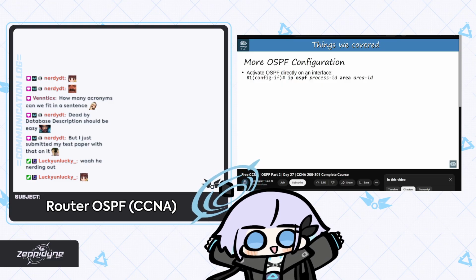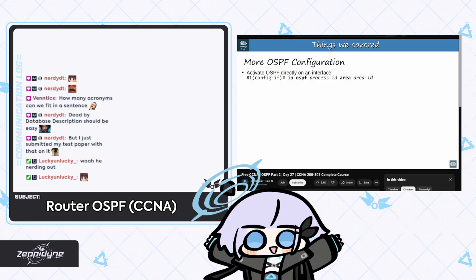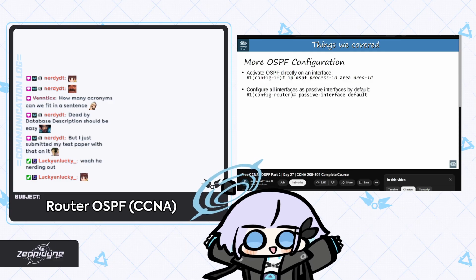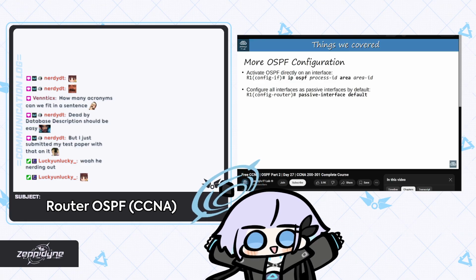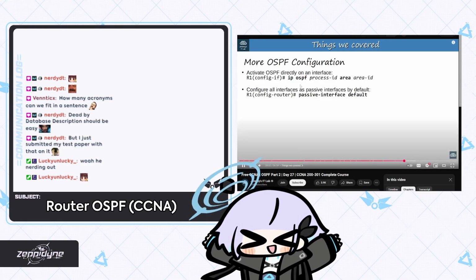Instead of using the network command, you can activate OSPF directly on an interface with this command. As an alternative method of configuring passive interfaces, you can configure all interfaces as passive with the passive-interface default command and then only make specific interfaces active. Is this more ideal than making OSPF active on the router and then only making specific interfaces passive? Maybe not.